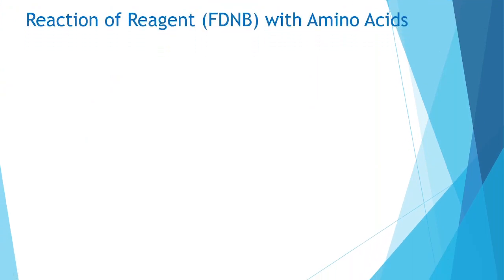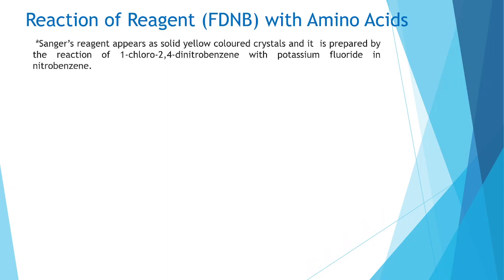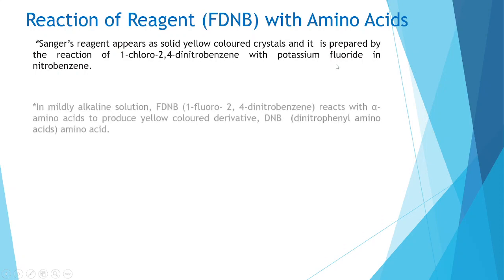So the first application is determination of the N-terminal amino acid in a polypeptide chain. It is a solid yellow colored crystal. We get it in the form of crystals, and it is prepared by the reaction of 1-chloro-2,4-dinitrobenzene with potassium fluoride in nitrobenzene.